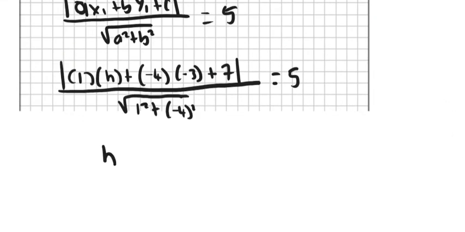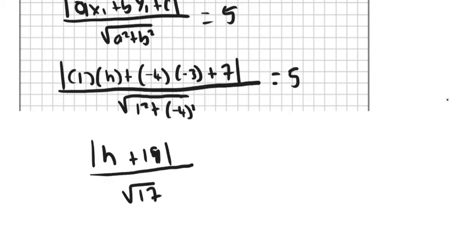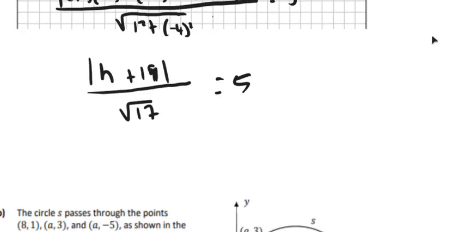So we get h, and then it'll be 12 plus 7, so it'll be 19, h plus 19 all over square root, and it'll be root 17. So that all equals 5. So we can just bring over the root 17 and multiply it, so we get the absolute value of h plus 19 is equal to 5 root 17.